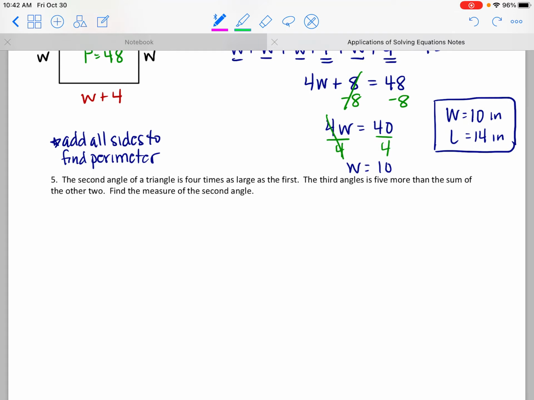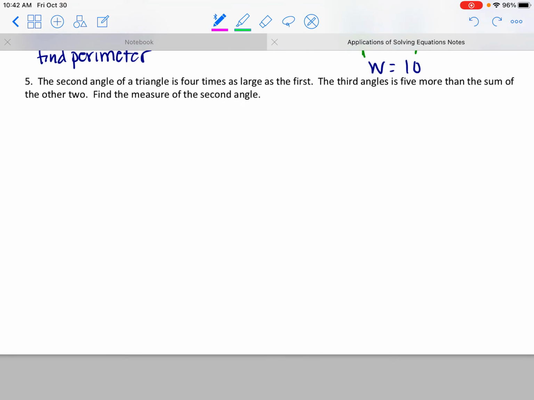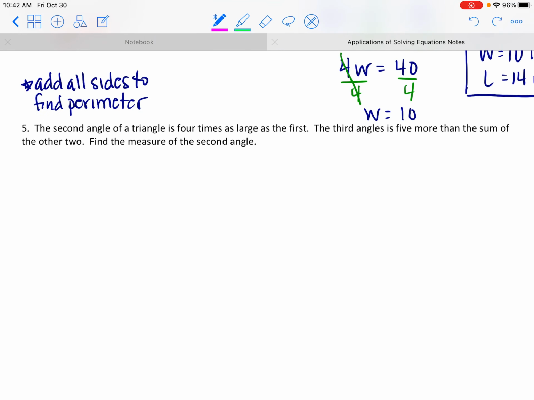All right, last one. Again, a geometric problem, but this one is going to be a little more challenging. It says the second angle of a triangle is 4 times as large as the first. The third angle, typo, that's supposed to be singular, is 5 more than the sum of the other two. It says find the measure of the second angle.